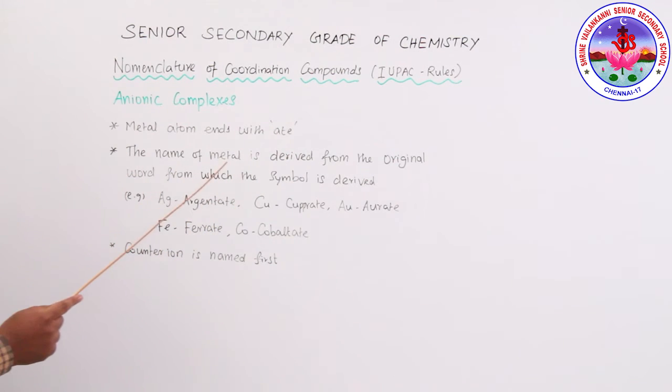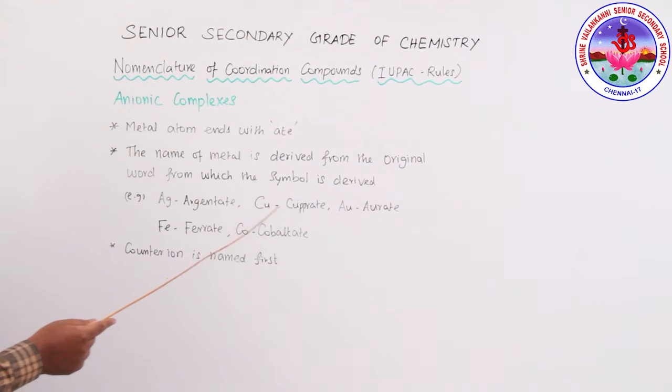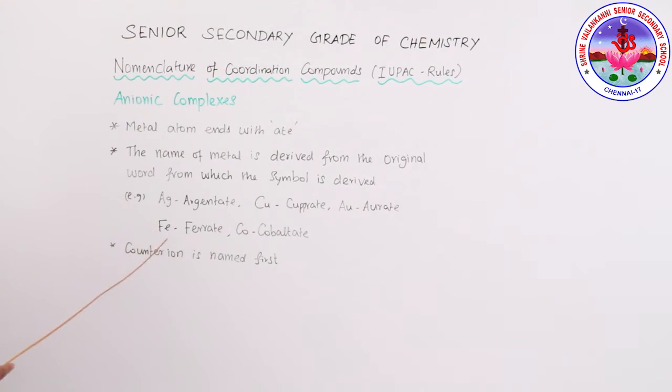The name of the metal is derived from the original word from which the symbol is derived. For example, sodium, the original name is natrium. Gold, the original name is aurum. So they end with ate. Silver, argentum, so Ag, silver is argentate. Copper is cuprate, from cuprum. Au, aurate. Fe, simply we can say iron, but the original name is ferrum, so ferrate. Cobalt, cobaltate.